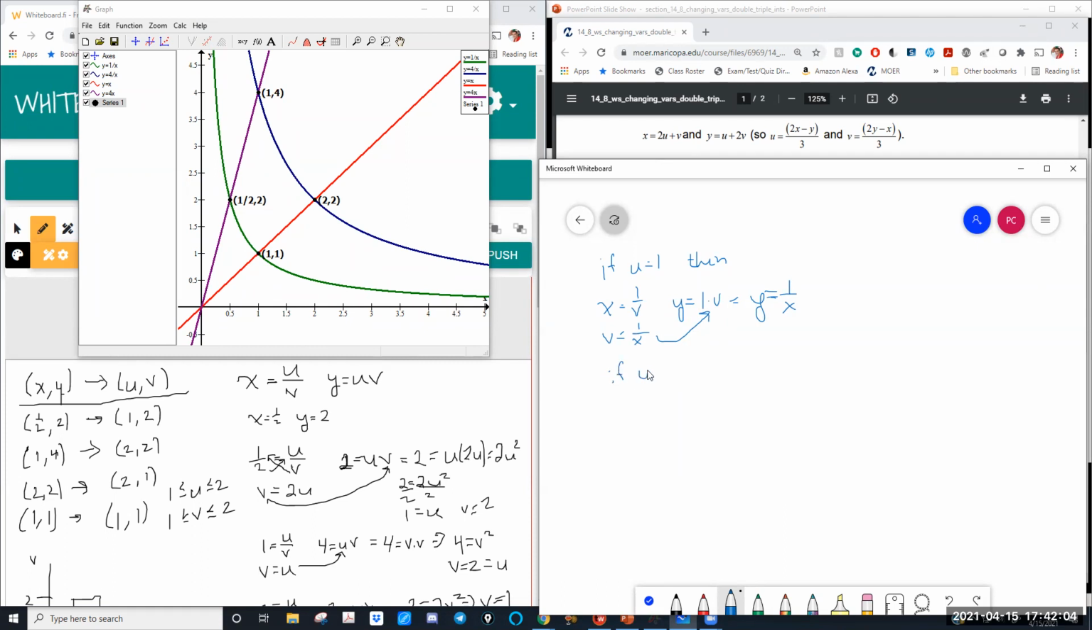Now, if u equals 2, let's see what happens. We get x equals 2 over v and y equals 2v. And now again, we'll solve this for v so we can plug it in over here. Well, v equals 2 over x. So plugging that in there, I want to write it all out, y equals 2 times 2 over x or 4 over x. Remember, that was this boundary. This went from 1 over x to 4 over x. So when u goes from 1 to 2, we're going from the boundary 1 over x to 4 over x. So what would have not been possible in rectangular, because we can't go from this green to this blue, is now possible with this transformation.